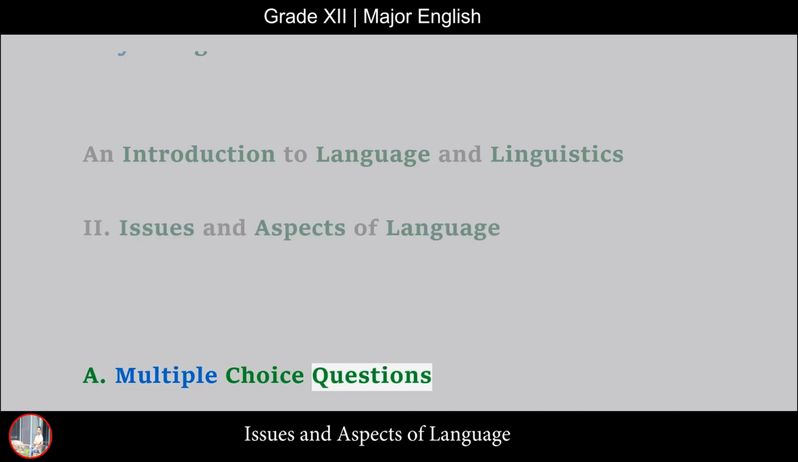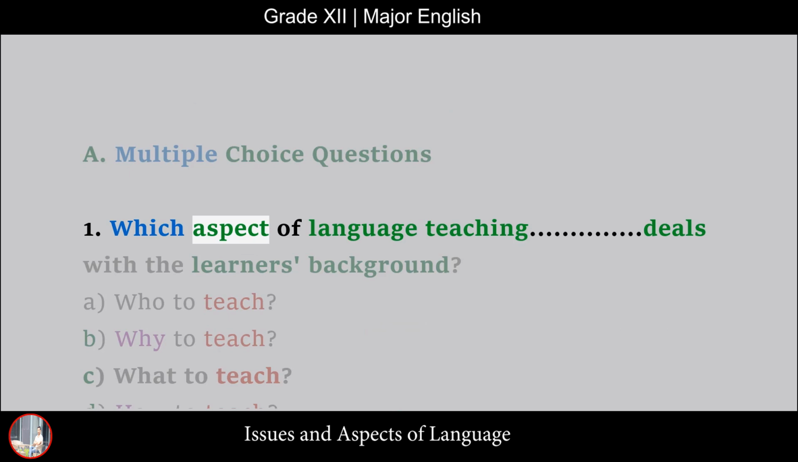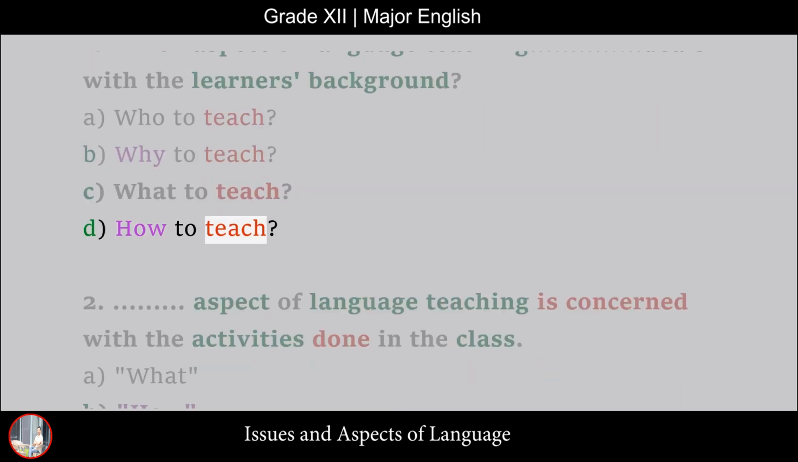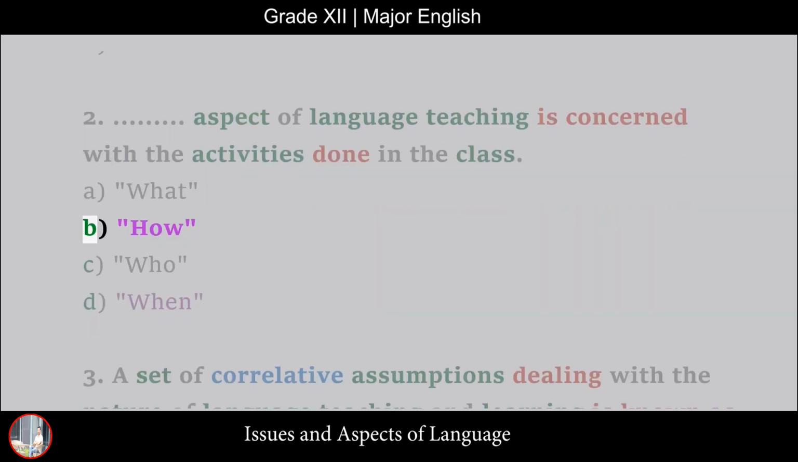Multiple choice questions. 1. Which aspect of language teaching deals with the learner's background? A. Who to teach. B. Why to teach. C. What to teach. D. How to teach. 2. Aspect of language teaching is concerned with the activities done in the class. A. What. B. How. C. Who. D. When.